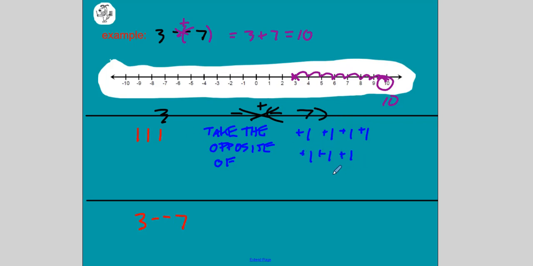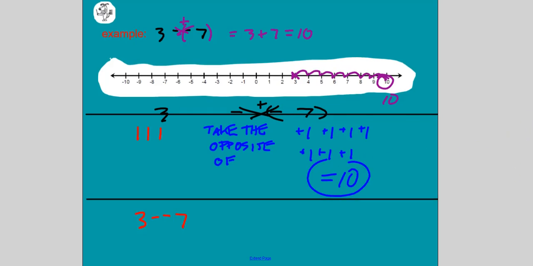So 3 plus 7 gives you 10. And finally, again, without using these other methods, these other models, just doing it, 3 double -7, that's take the opposite of negative as a positive, that becomes 3 plus 7, which is 10.